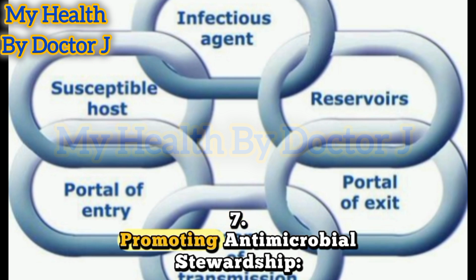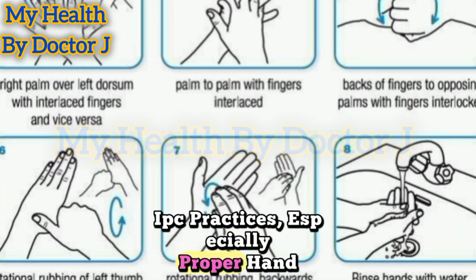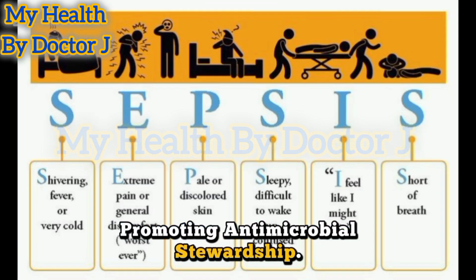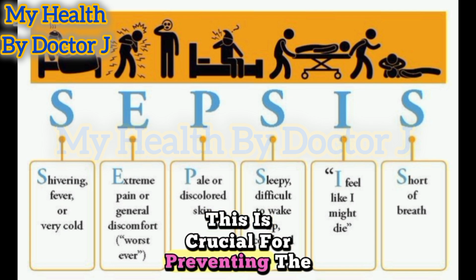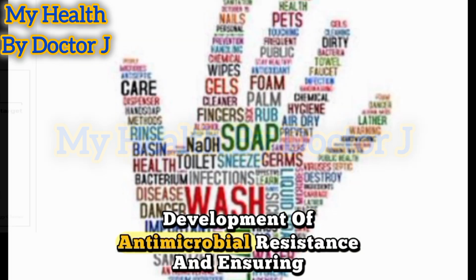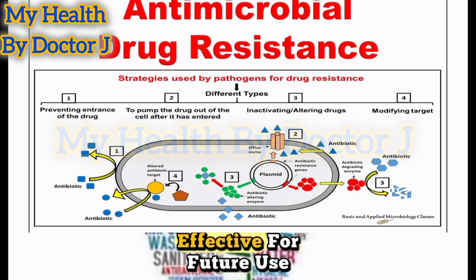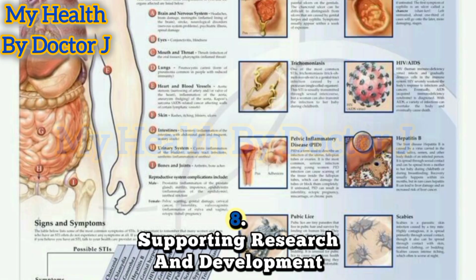7. Promoting antimicrobial stewardship. IPC practices, especially proper hand hygiene, help reduce the need for antibiotics. This is crucial for preventing the development of antimicrobial resistance and ensuring that antibiotics remain effective for future use.